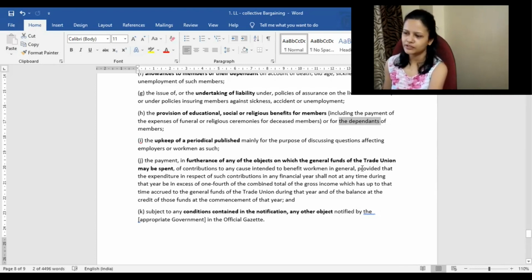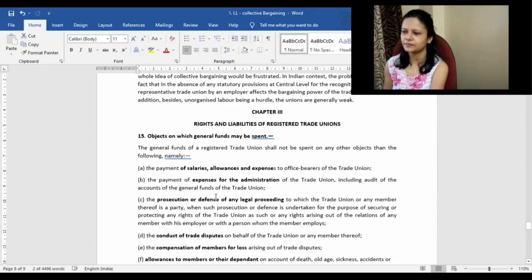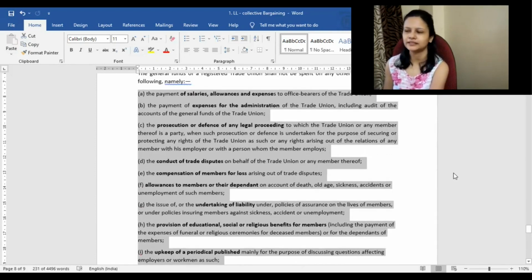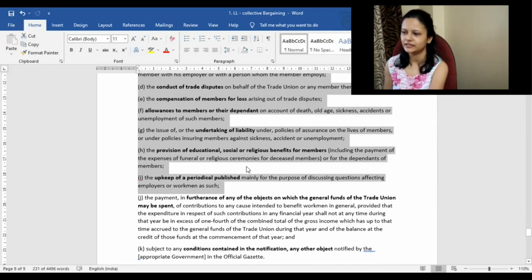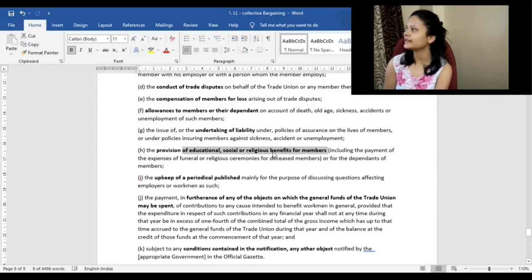Furtherance of any objects on which the general fund of the trade union may be spent. So we have mentioned, right, that for these purposes, the general fund can be utilized. Now, in order to make sure that general funds are used for these purposes, if something else needs to be done, for that also the general fund can be utilized. Okay, take for example, we are saying that they are providing some educational, social or religious benefits for members. Now for that purpose, if it is realized that for social or religious benefits, what they need is a community hall to be set up, because that is something which is lacking in that area.